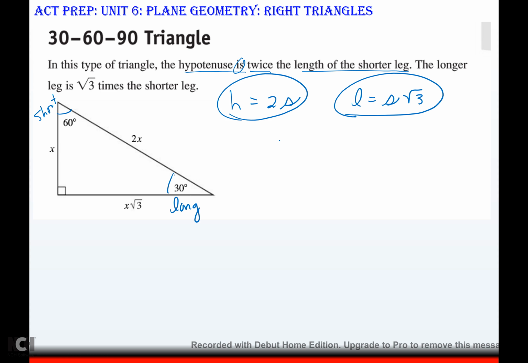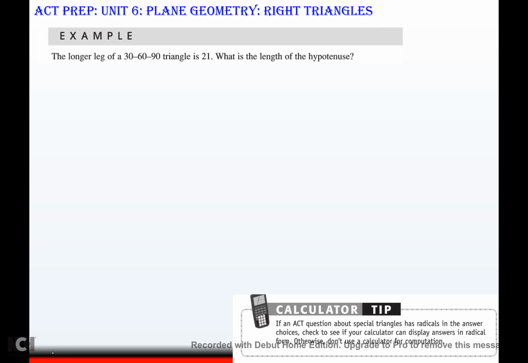Alright, so it says the longer leg of a 30, 60, 90 triangle is 21. So I'm going to draw mine here. This is 60, this is 30, this is 90, so this is the short leg, this is the long leg, and this is the hypotenuse. And it says my longer leg is 21, and they want the length of the hypotenuse. Well, using my handy formulas, my hypotenuse is 2 times the shorter leg, and my longer leg is my shorter leg times the square root of 3.